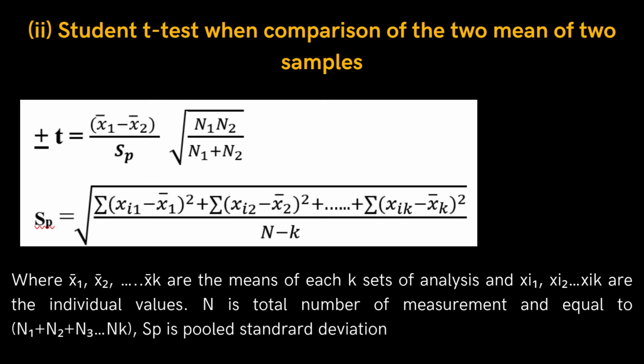Further, SP is calculated based on the formula equal to the square root of the summation of xi1 minus x bar 1, whole to the power 2, plus the summation of xi2 minus x bar 2, whole to the power 2, and so on, plus the summation of xik minus x bar k to the power 2, all divided by n minus k, where x bar 1 and x bar 2 are the means of each set of analysis, and xi1, xi2, and xik are the individual values. N is the total number of measurements and is equal to n1 plus n2 plus n3 up to nk.